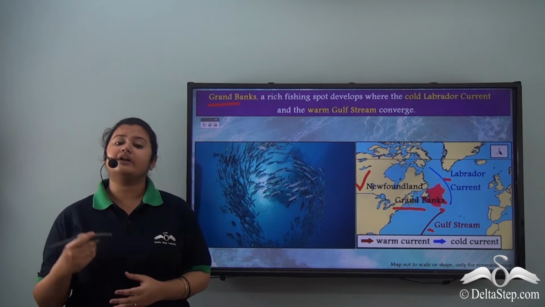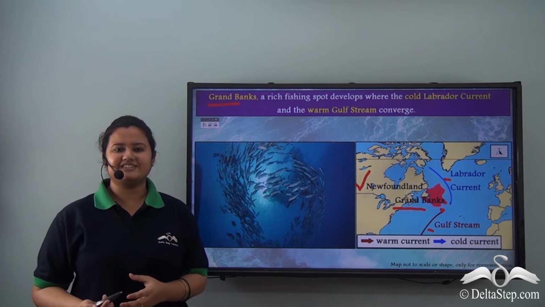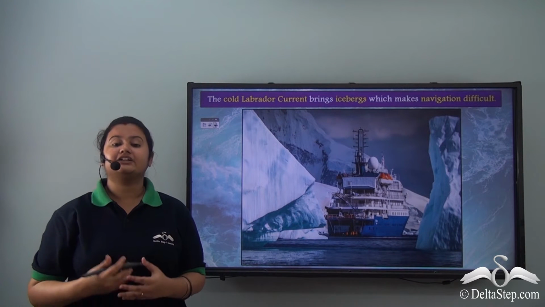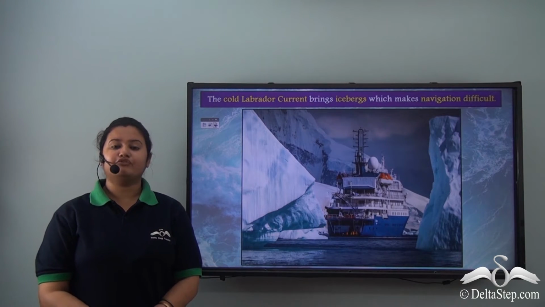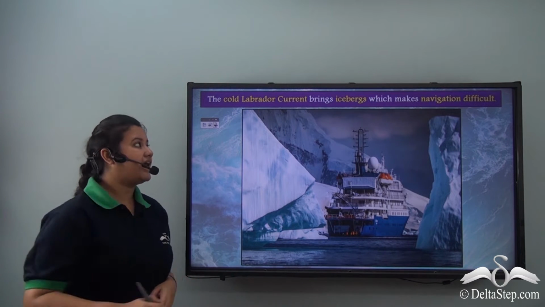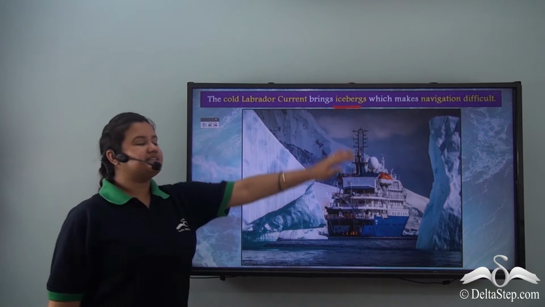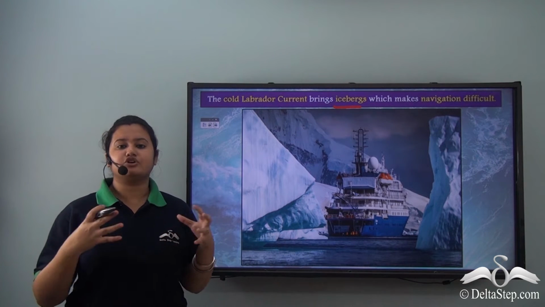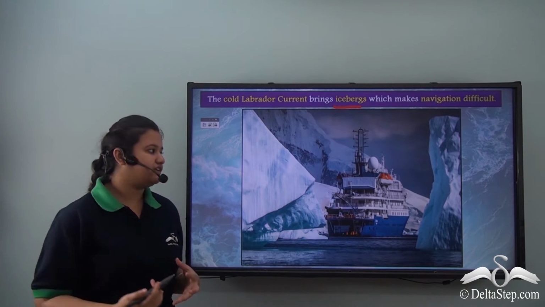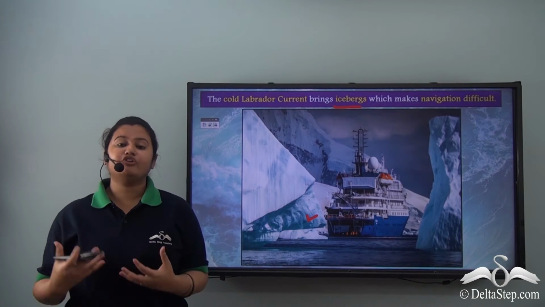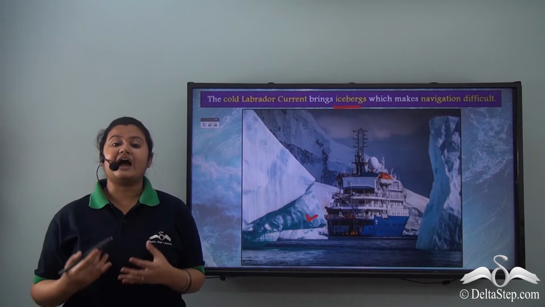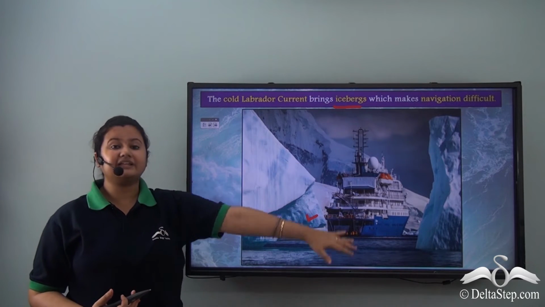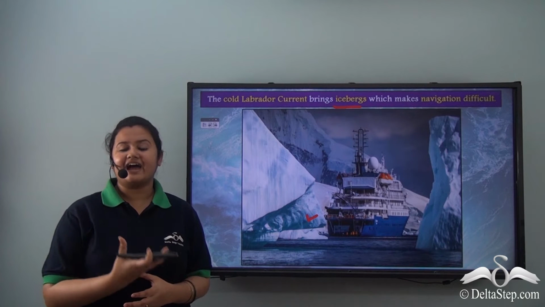But there is also one disadvantage of this current. What is it? We will see it. Now, we know that the cold Labrador Current originates in the Arctic zone, which is a very cold region. So, when the cold Labrador Current comes down from the Arctic region, it brings icebergs along with it. These icebergs are actually huge chunks of ice which make navigation difficult for the ships, because the ships cannot find their way in the middle of these huge icebergs, and therefore often icebreakers are required to break these huge chunks of ice and make navigation possible.